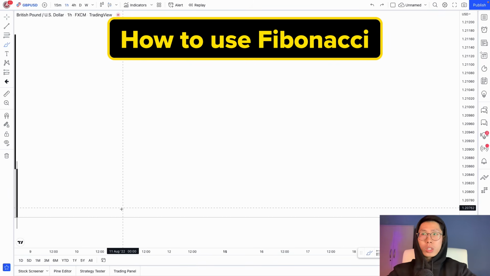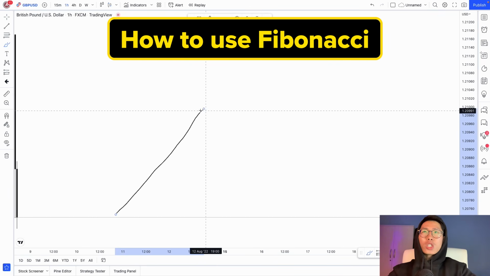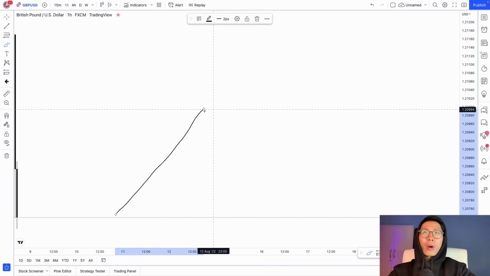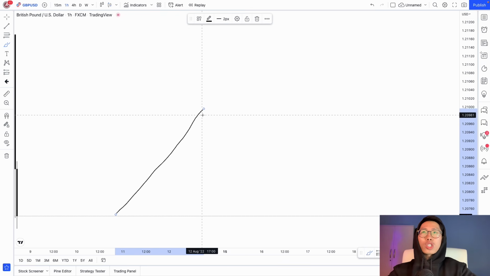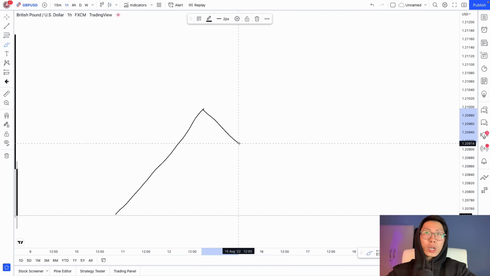Here's what I mean. You see price going up, and price is already way up here. You do not want to get in right here, because if you get in here, your stop loss must be all the way down here. So you want to wait for price to retrace first.